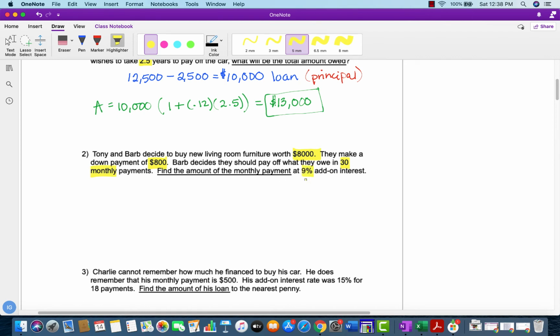And there's a 9% interest. But the question here is how much you're going to pay monthly. The amount monthly, okay? All right, so let's get into it.